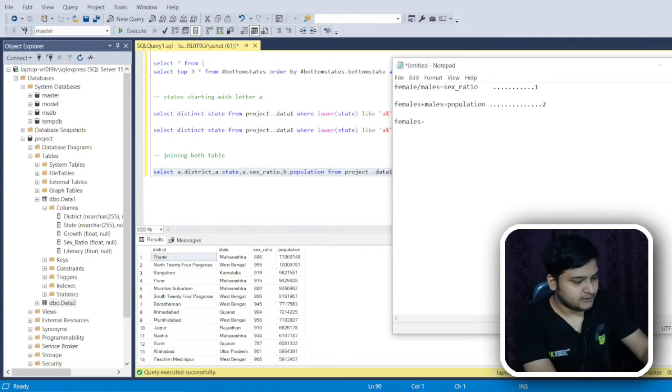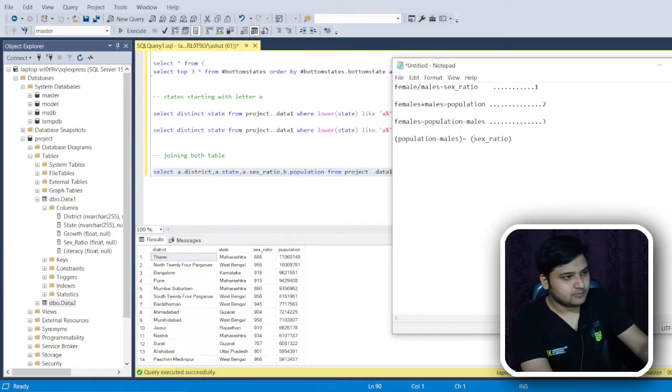So the females would be population minus males, and I'll be substituting this into equation 1. Let us see what we get here. So females would be population minus males is equal to sex ratio into males. I am getting this from equation 1. You can see I would just multiply males and bring it to this side.